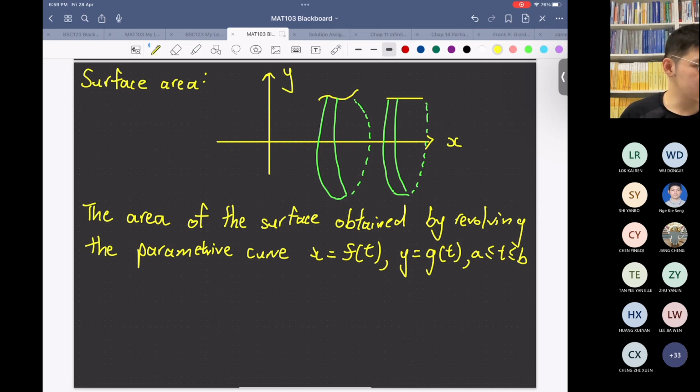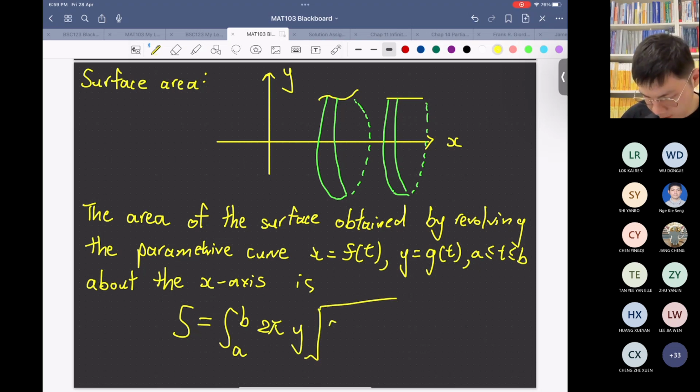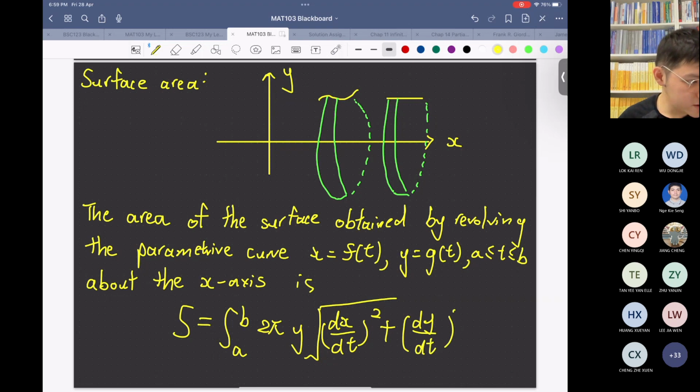So what's this? How does this define? Around, so about the x-axis, the surface area is equal to the integral from a to b of 2 pi y times the square root of (dx over dt) squared plus (dy over dt) squared.